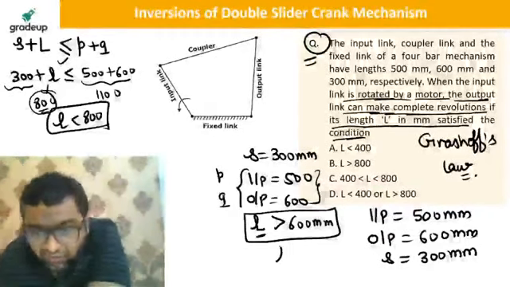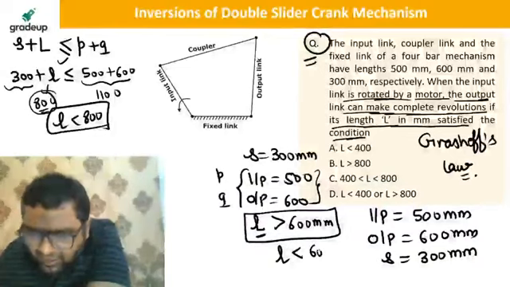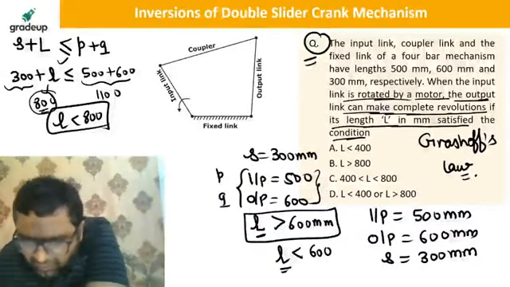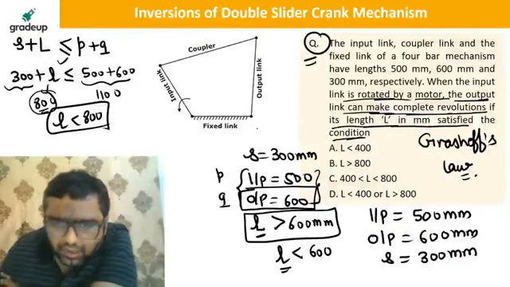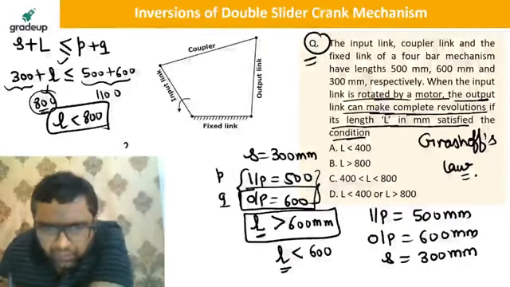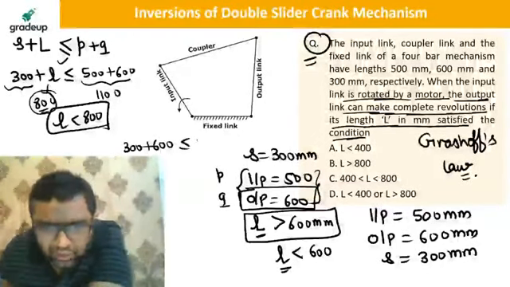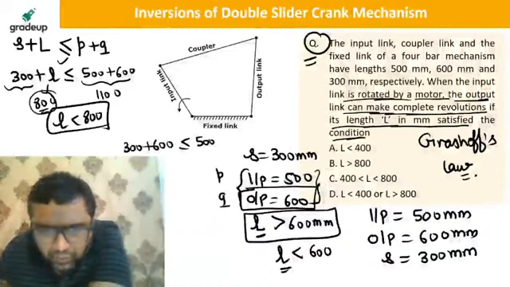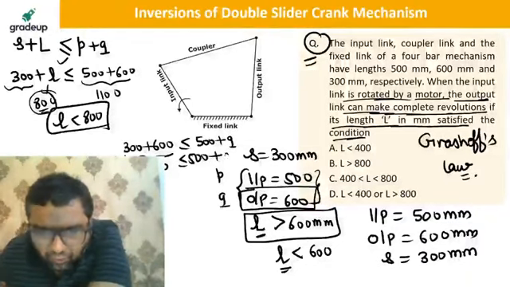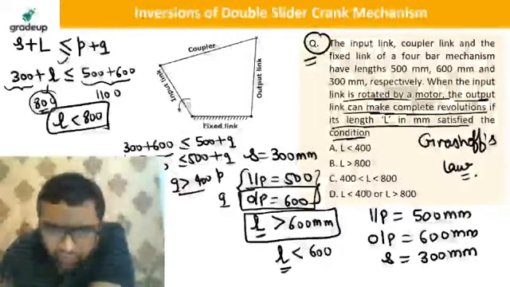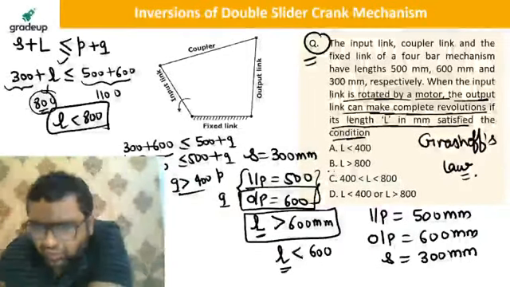Similarly, if the fourth link is lesser than 600 mm, then this will not remain longest, then the output link will become the longest link. Then I will be writing 300 plus 600 is less than or equal to P plus Q, it is 500 plus Q. Then it is 900, so the minimum value of Q you can write is 400. So Q should be more than 400, it should be less than 800. So the answer will be this.